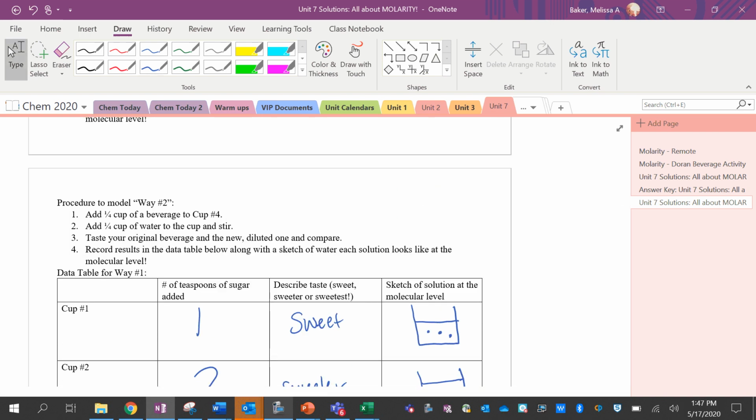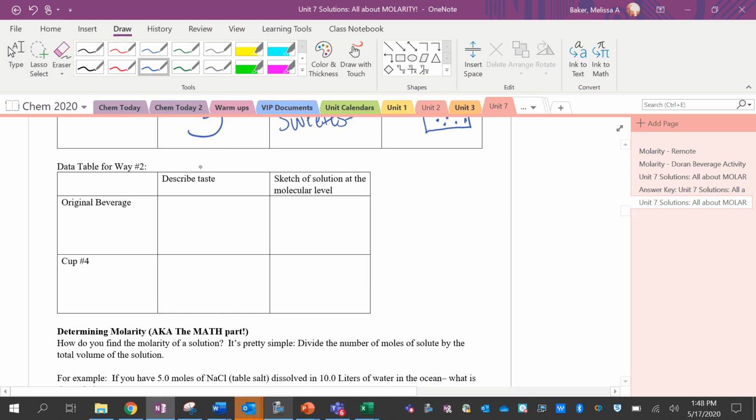It's more dense, it's more concentrated. Okay, now let's talk about the second way that scientists make a solution. Let's say you've got some Gatorade at home. Add 1/4 of a cup of the Gatorade to cup number 4. Add 1/4 cup of water, stir it, taste your original beverage, and taste the new diluted one and compare. Your original beverage should have tasted good, and your cup number 4, where it's now 50% water, should have tasted watered down, weak, probably gross.